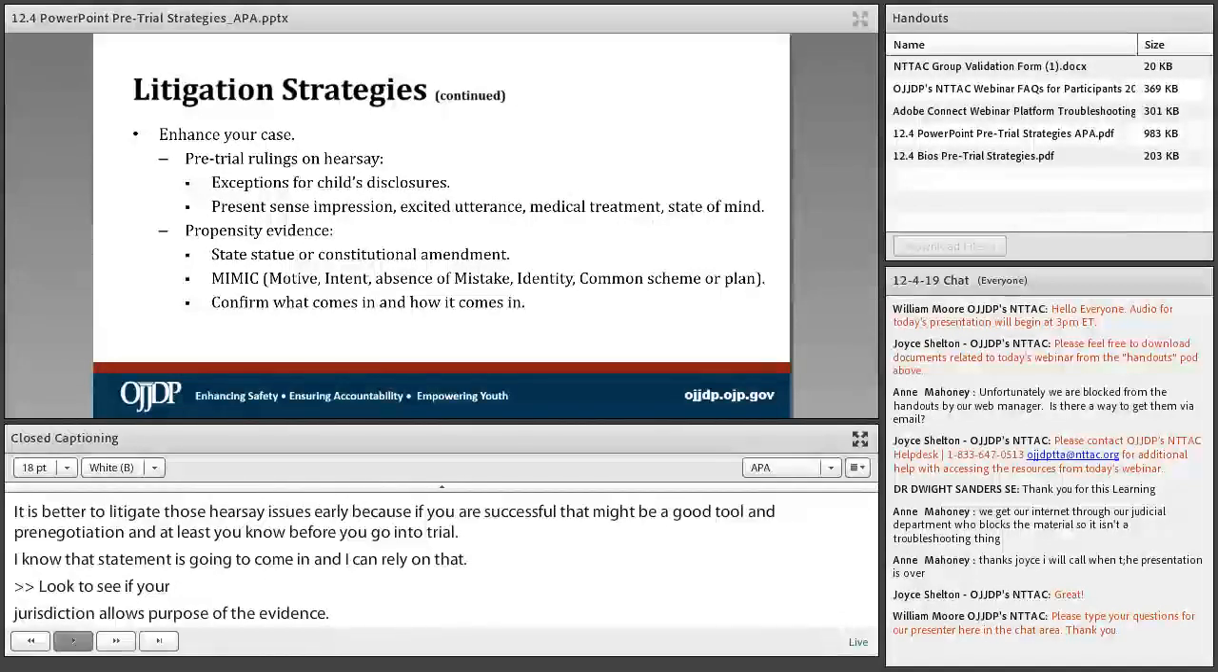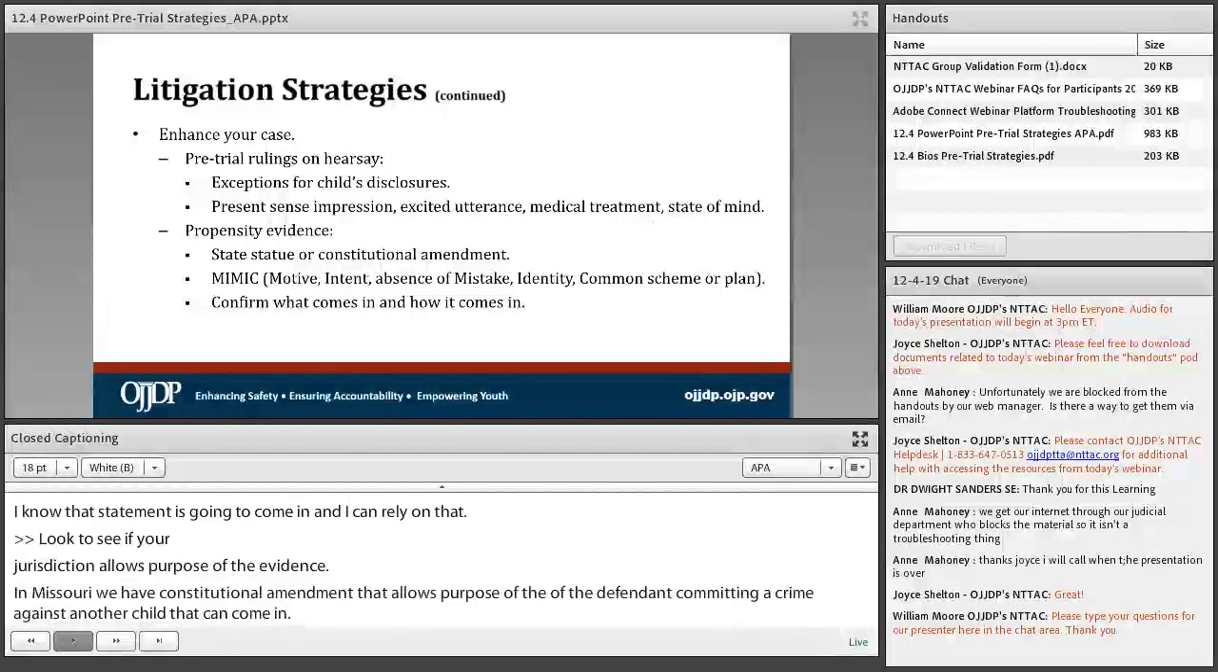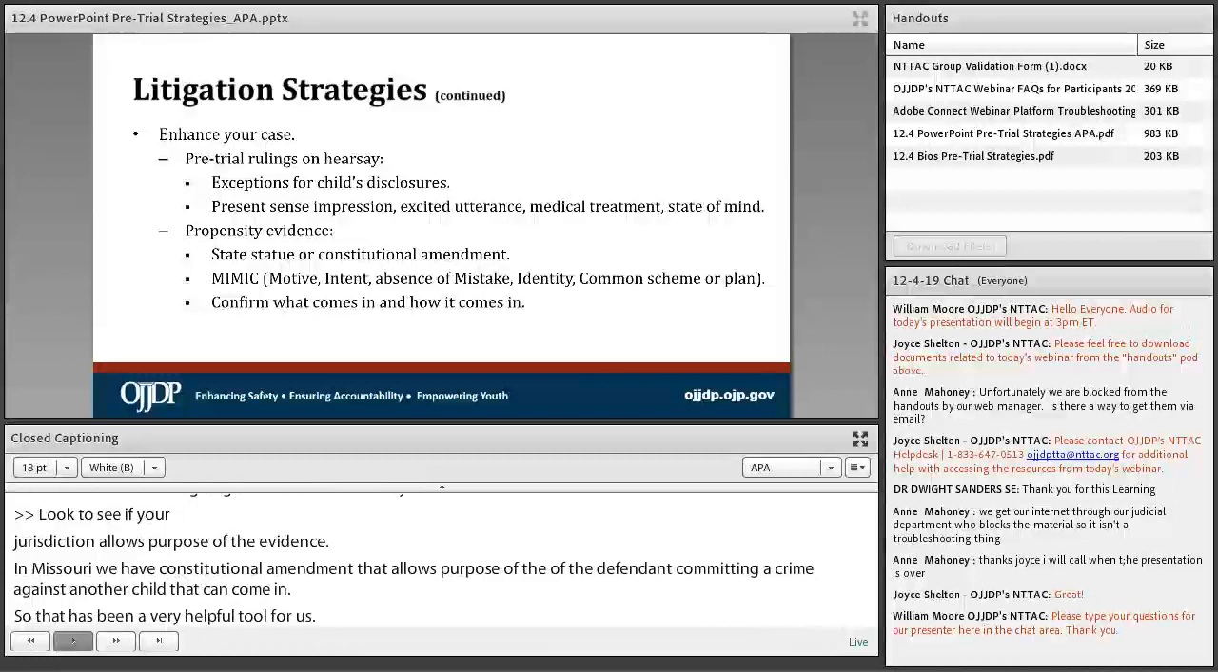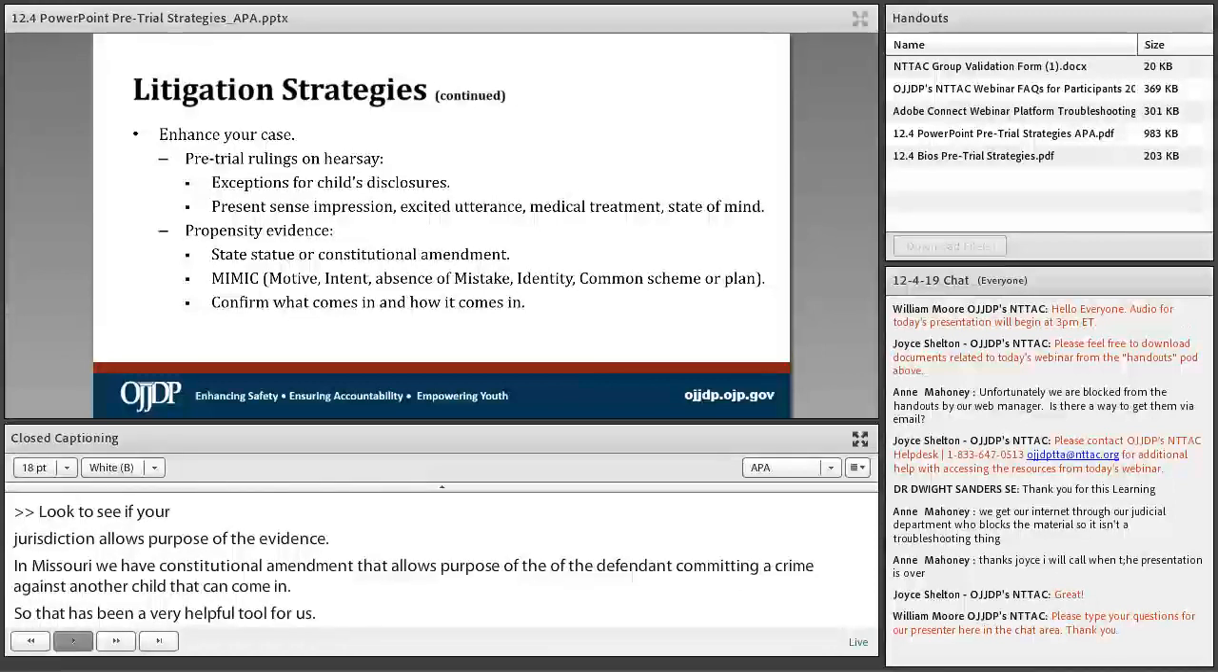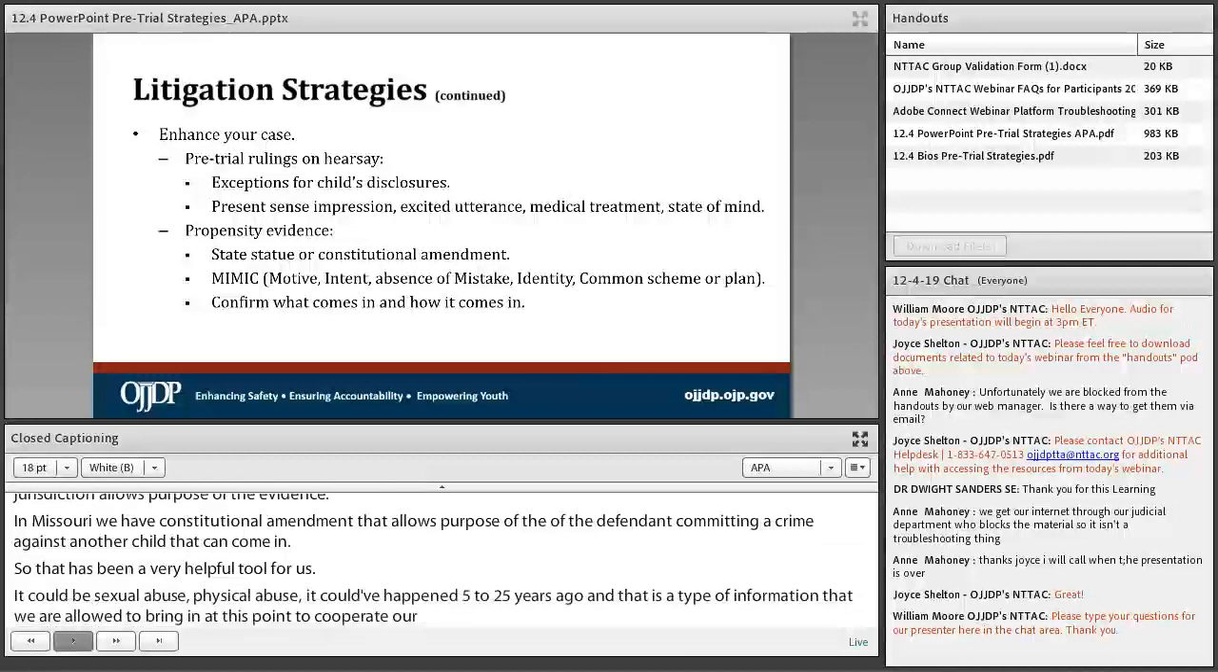It could be sexual abuse. It could be physical abuse. It could have happened 5 years ago. It could have happened 25 years ago. And that's the type of information that we're allowed to bring in at this point to help corroborate our child victim and present to the jury that the child is telling the truth because this is someone who has done this in the past.